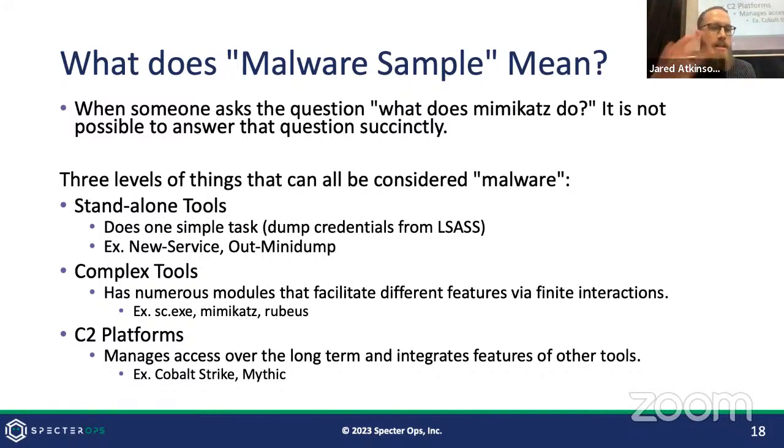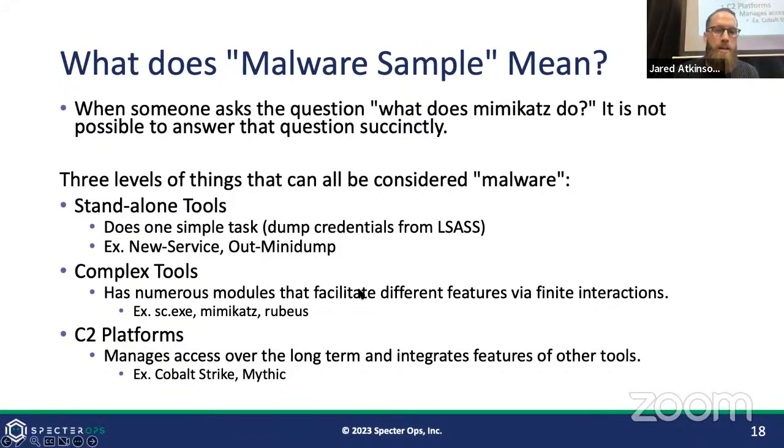And so there's these three different levels, I think, of tools. There's standalone tools, like that example, new service. What that does is it creates a new service, and there's only one thing it does. There's complex tools, so sc.exe would be an example of that. You could create a service, you could delete a service, you can modify a service, you could do all kinds of service type tasks. So there's potentially multiple things that it does. And then you have C2 platforms. So saying, what does Cobalt Strike do? It's like, well, it could do literally anything, right?